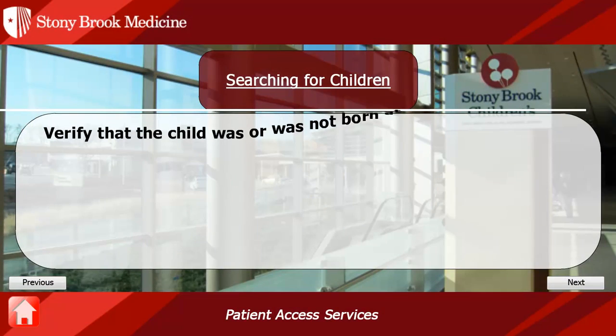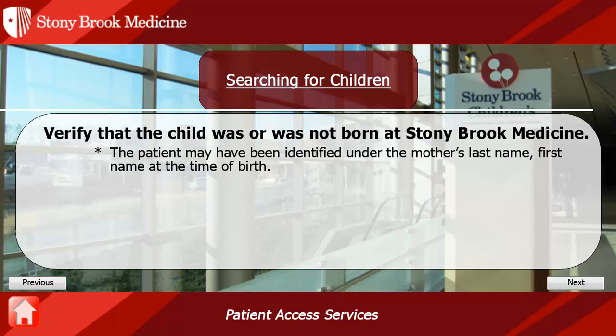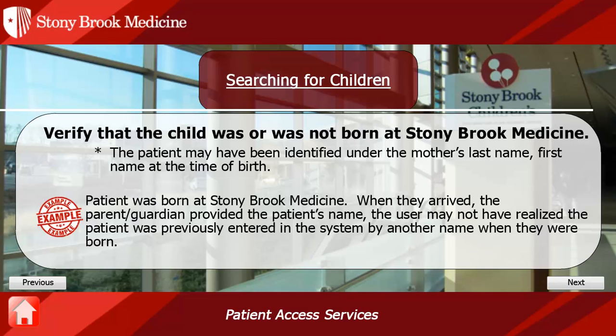Searching for children. When searching for a child, you should verify that the child was or was not born at Stony Brook Medicine. The patient may have been identified under the mother's last name and first name at the time of birth. For example, patient was born at Stony Brook Medicine. When they arrived, the parent or guardian provided the patient's name.